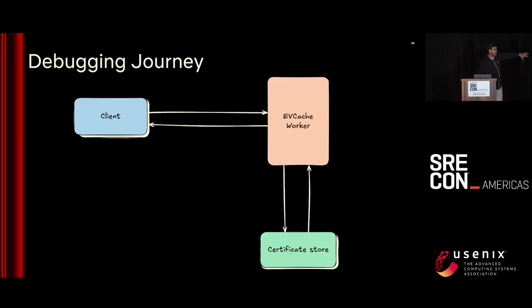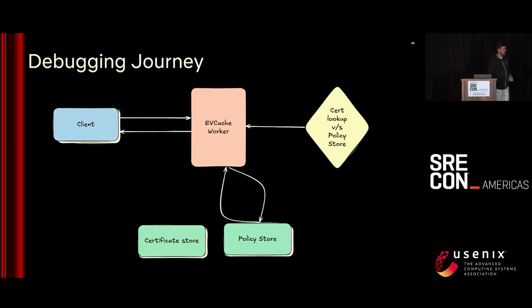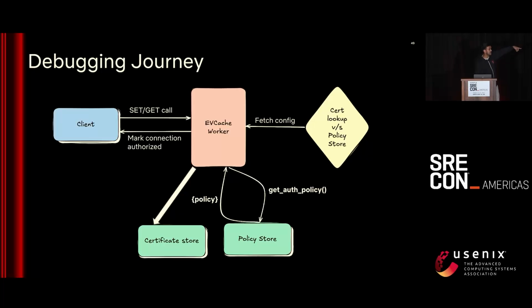I'll take you through a little diagram and show you what the flow looks like. In a regular world, the client makes a set or get call, and the worker gets the certificate from the certificate store and marks the connection as authorized. As Sam mentioned, we authorize at a connection level. So this is all the happy path. In this case, the client was still doing the get call, but instead of going to the certificate store, the worker was instead fetching a config which tells the worker whether to look at the policy store or the certificate store. And it was set to policy store. So that's where that call was coming from. For every single request, that call was happening, and then the connection was being marked as authorized.